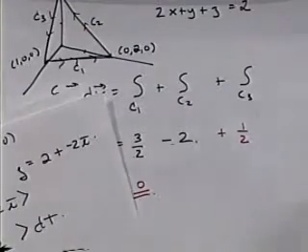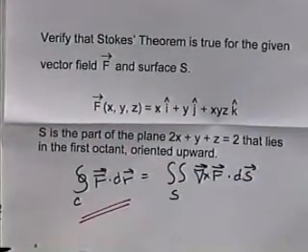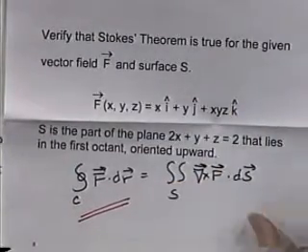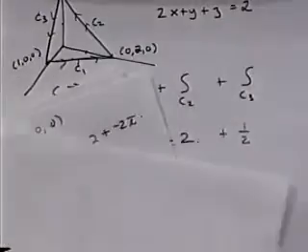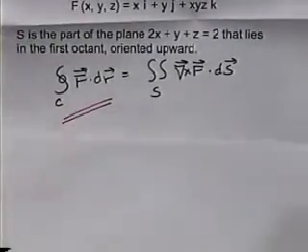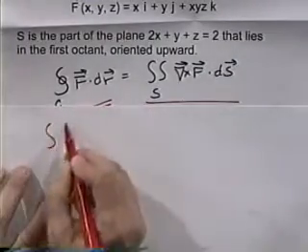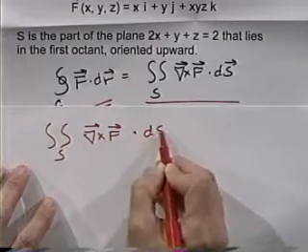But they asked us to do it both ways. So we just did it this way, and we saw it was ugly because my curve had 3 pieces. So now we have to do this one, and hopefully it'll be a lot quicker this way. We're now going to go back and get the surface. On this side we got a 0. Now we're going to do it this way. So we want to figure out the surface integral of the curl of f dotted with dS.